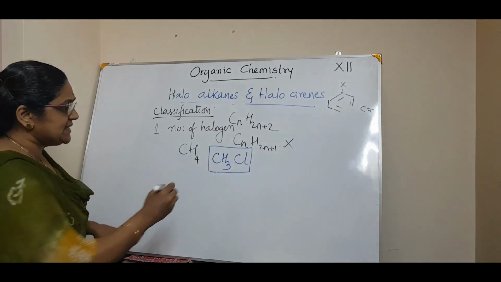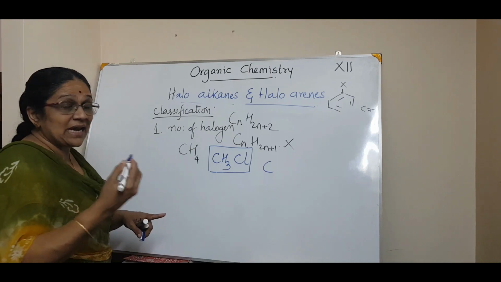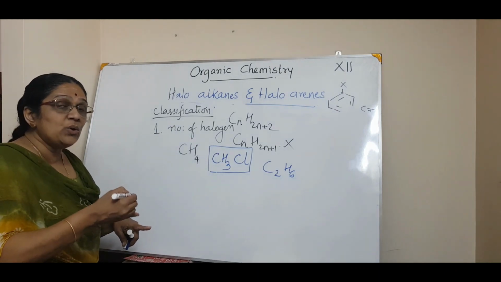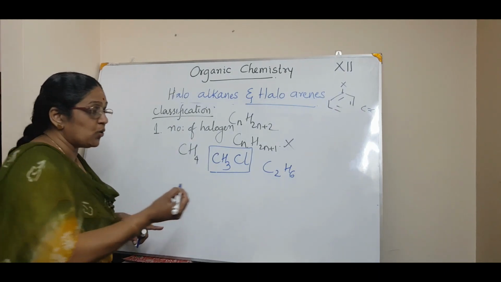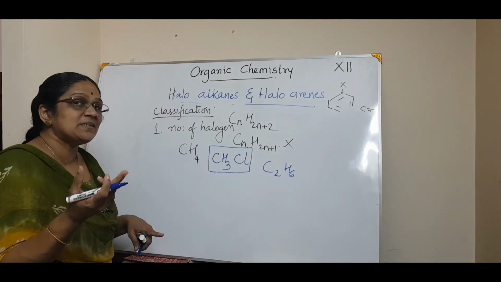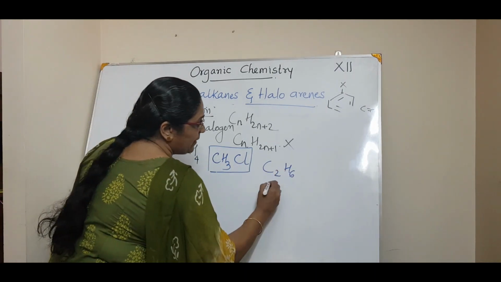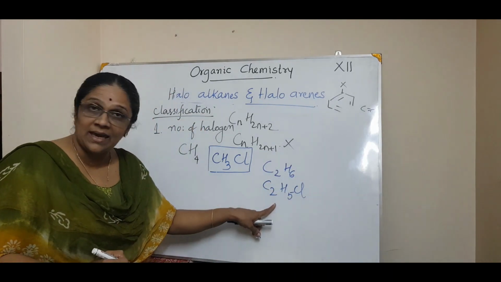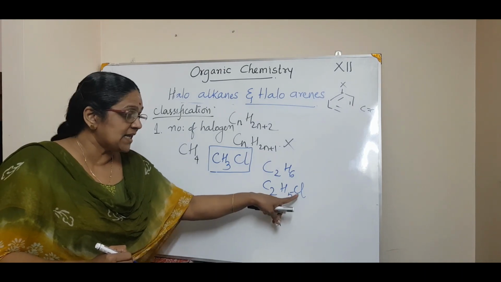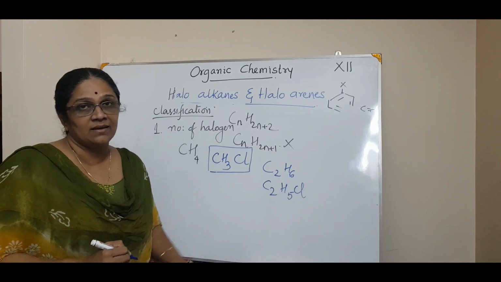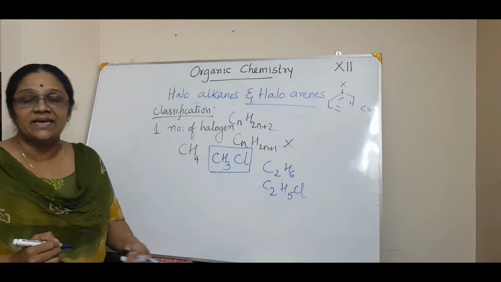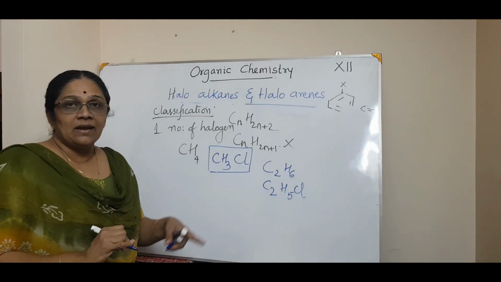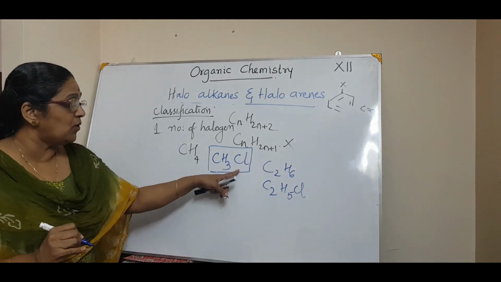Now one more example, just to refresh your organic chemistry. Ethane is C2H6. How will you write chloroethane? One hydrogen atom is replaced by one of the halogen atoms, for example C2H5Cl. It is a monohaloalkane, and this is called chloroethane. Likewise, chloropropane, bromoethane, iodoethane. Whatever halogen atom is there, you name it like that. So this is a monohalo derivative.